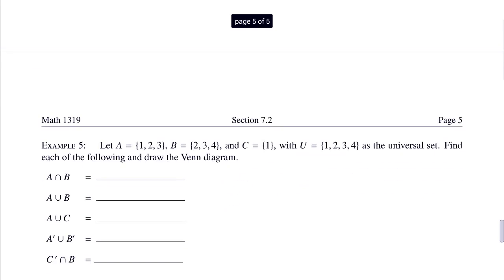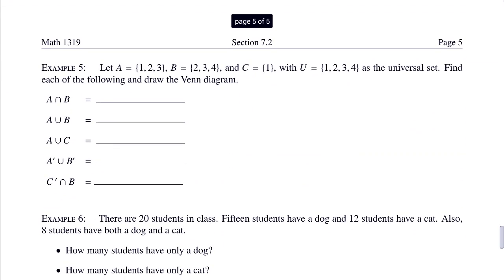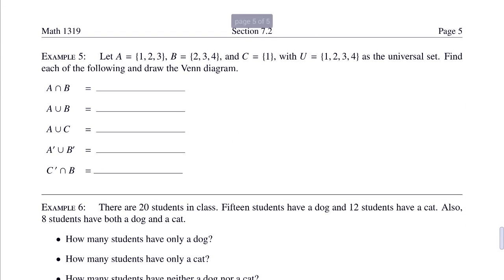All right. So let's look at example 5. Example 5 says, let A be 1, 2, 3, B is 2, 3, 4, and C is 1, same as before. And the universe is 1, 2, 3, 4. Find each set and draw the Venn diagram. So I'll do one, and then I'll let you work with your partner on this.